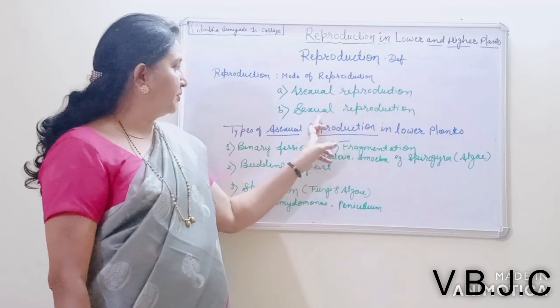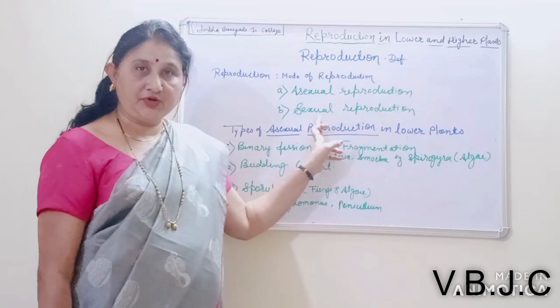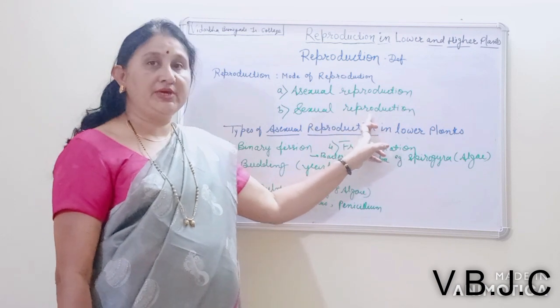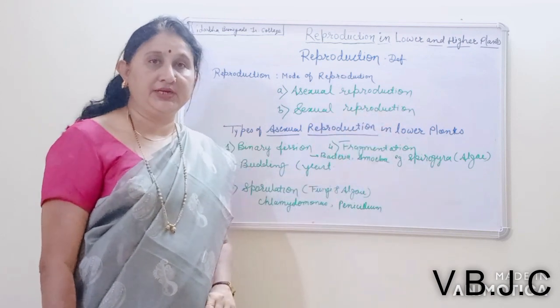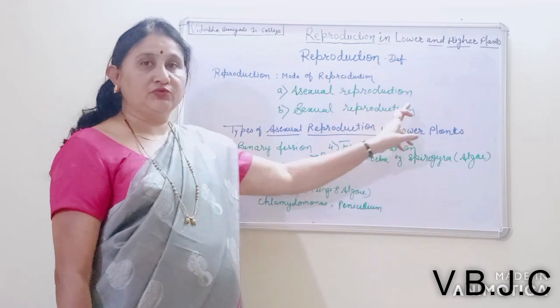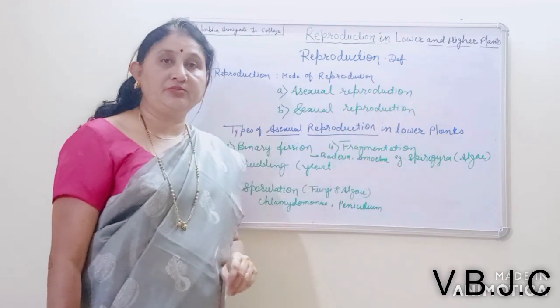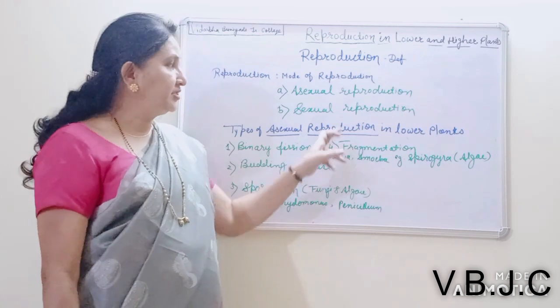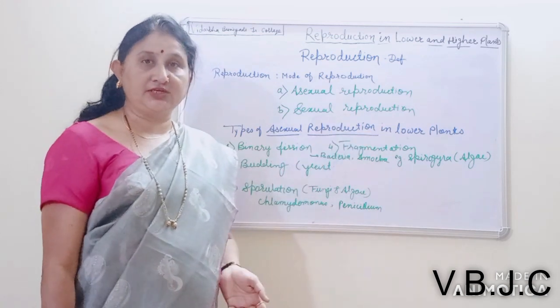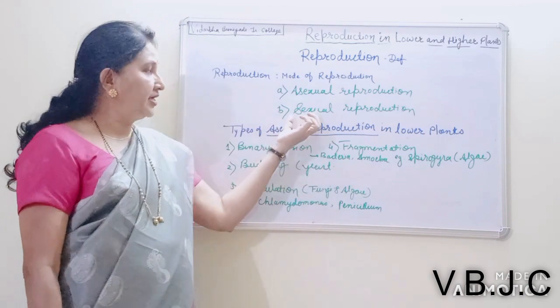Another mode of reproduction is known as sexual reproduction. Sexual reproduction means the union of male and female gametes. In sexual reproduction, there is a mixing of genetic material also, and it shows variation in the next generation also.